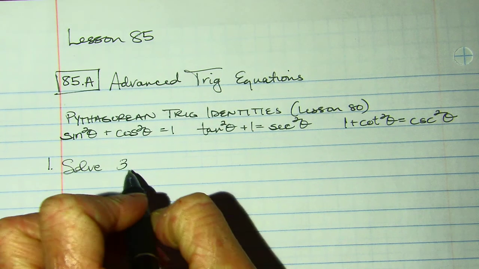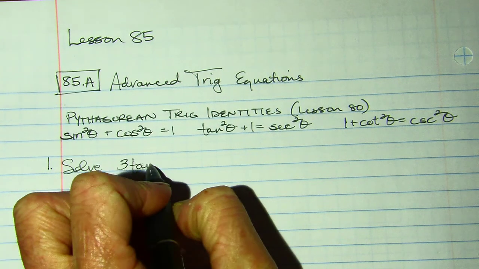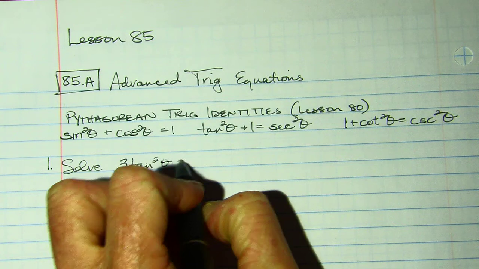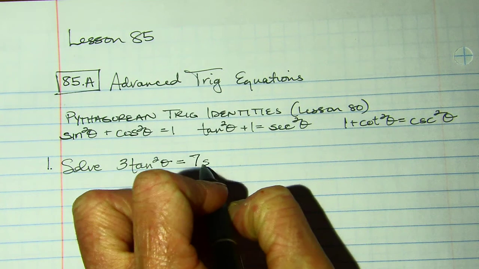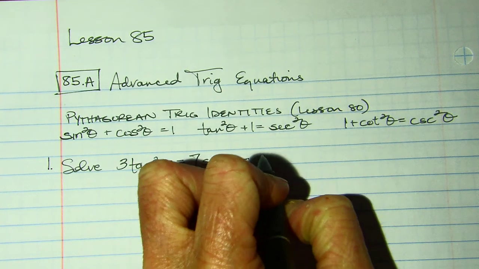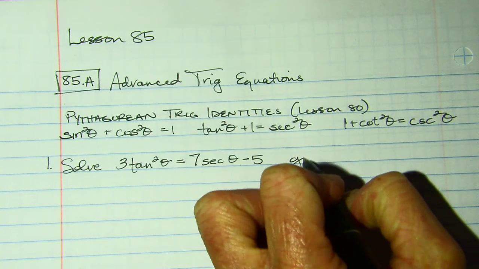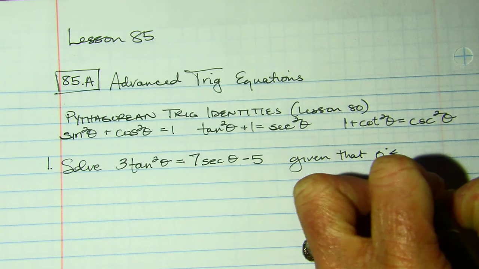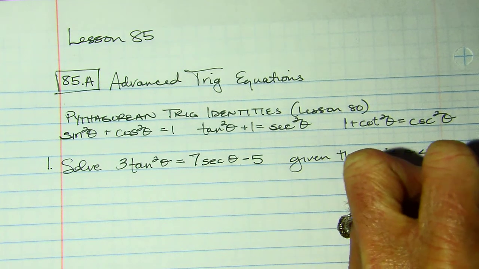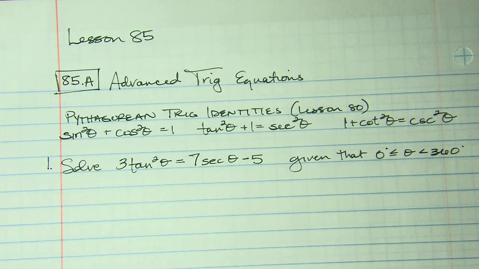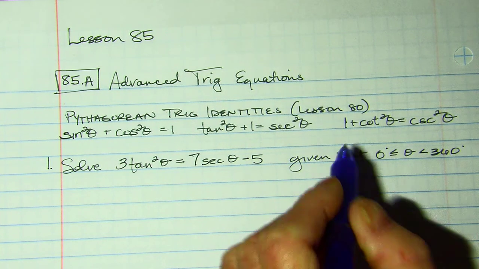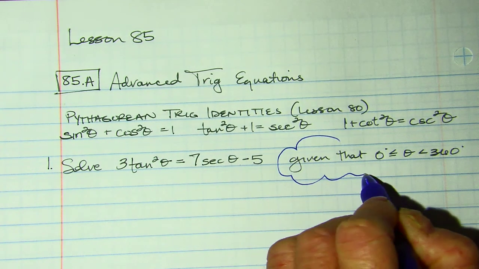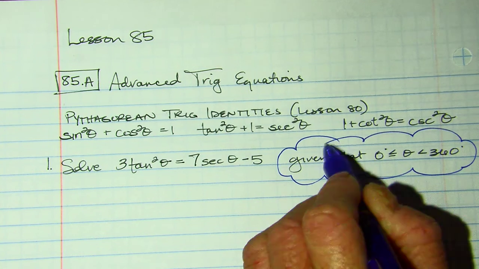Solve 3 times tangent squared theta equals 7 secant theta minus 5. And for all of these, given that 0 degrees is less than or equal to theta, which is less than 360 degrees, right? This is the domain we are going to be working with like normal.